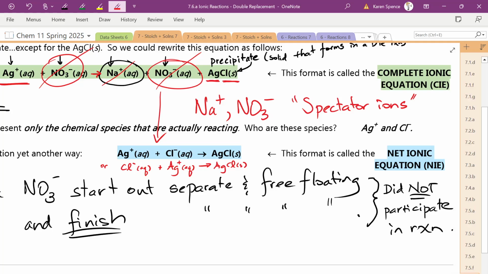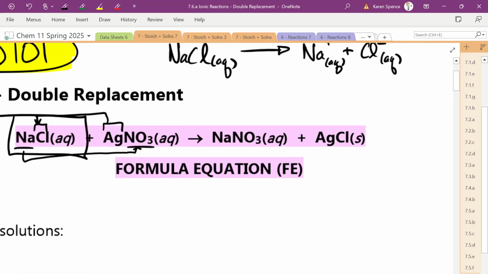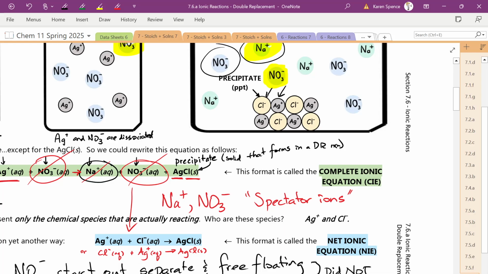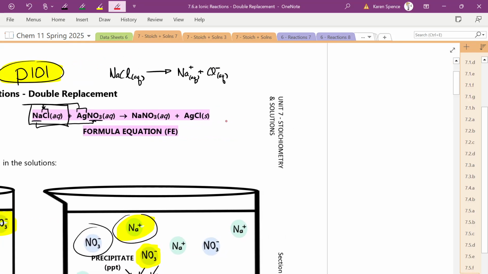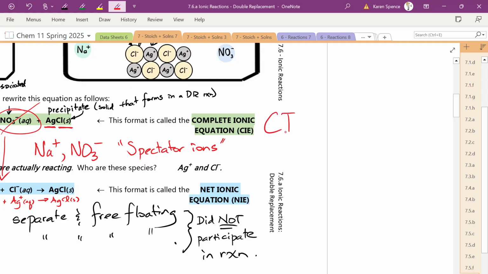So when you have an equation, you will probably start with the formula equation. Okay, in pink, you'll probably start with the formula equation. And then anything that is aqueous, you will separate into its ions. Split it up into its ions, and that will give you the complete ionic equation. We can call the formula equation the FE, and the complete ionic equation the CIE.